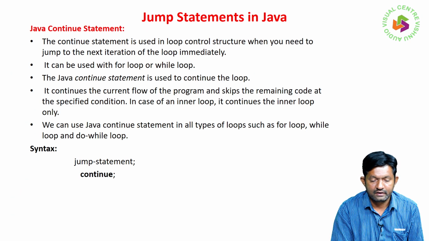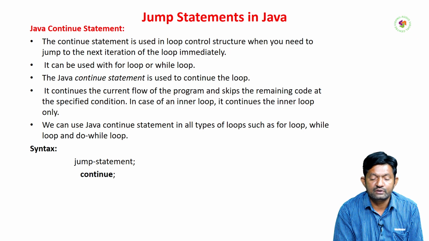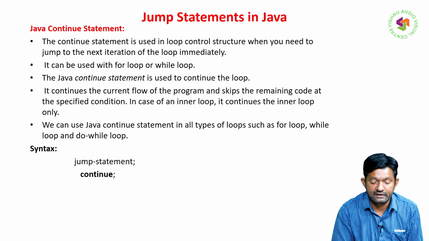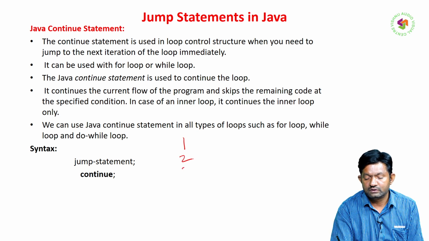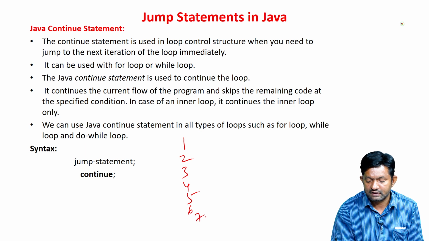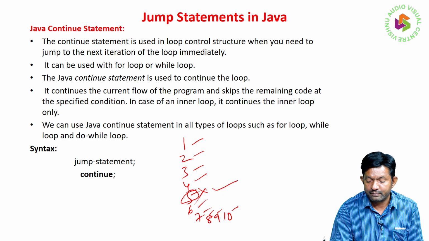Next, the Java continue statement. The continue statement is used in a loop control structure when you need to jump to the next iteration of the loop immediately. Suppose a student is detained. 1, 2, 3, 4, 5, 6, 7, 8, 9, 10. Roll number 5 is detained. Now 1, 2, 3, 4, 6, 7, 8, 9, 10 will be printed.